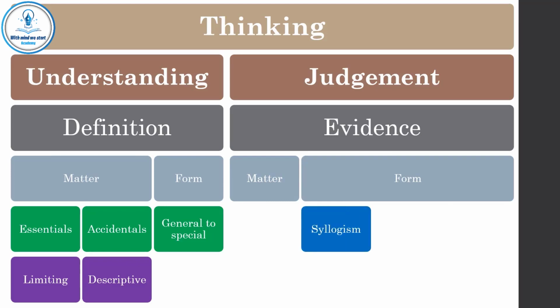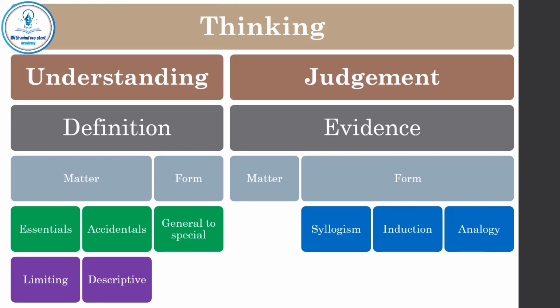So, we have learned the forms of evidence. Syllogism, in which we move from general to special. Induction, in which we move from special to general. Analogy, in which we move from special to special.